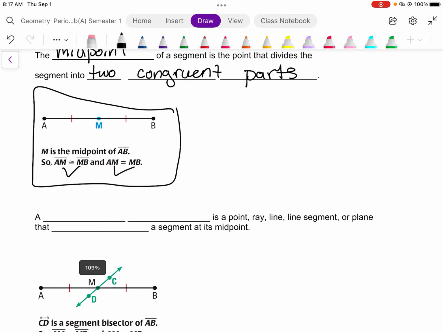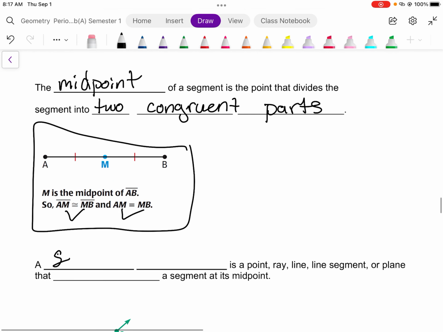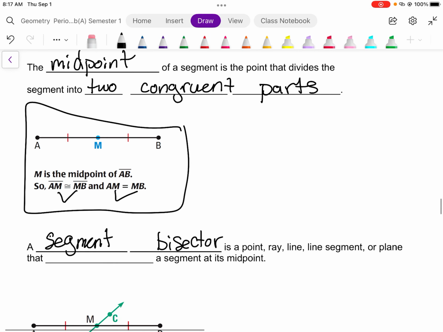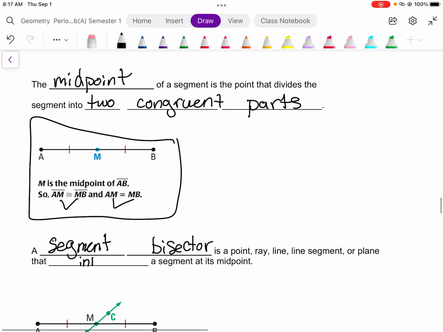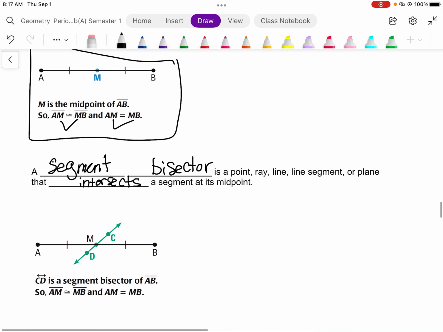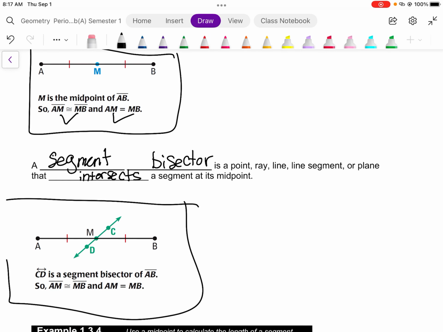And then our next vocabulary word is a segment bisector. And a segment bisector is a point, ray, line segment, or plane that bisects a segment at its midpoint or intersects. So that means it's just something that's cutting it in half. And because we know it's a segment bisector, like this image below, we know that AM and MB, those two segments are congruent to each other. So if it bisects, it cuts it in half.